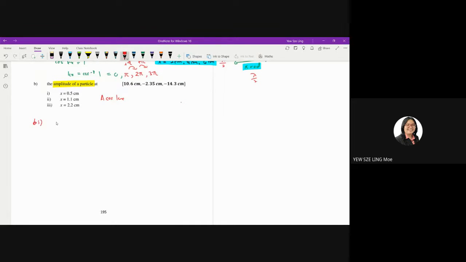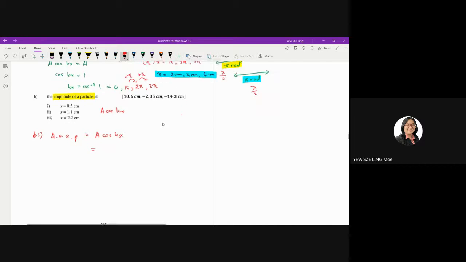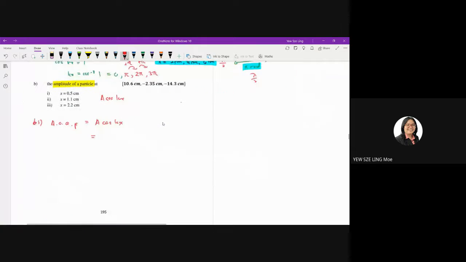B1. Amplitude of particles. So you just write down the full statement in your exam. Amplitude of a particle equals A cos kx. Given A, by comparison, A just now is 15 cm. So 15 cos, k is pi over 2, given x is 0.5 cm. So you just plug in the value.